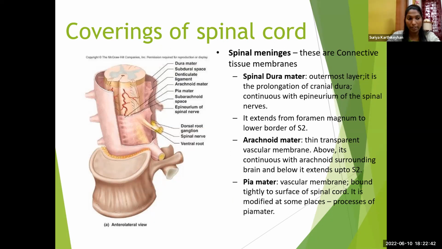Okay, there are only three coverings, from inner to outer: pia mater, arachnoid mater, and dura mater. The one thing you have to remember here is that the meninges extend up to the lower border of S2, whereas the spinal cord ends at the lower border of L1.